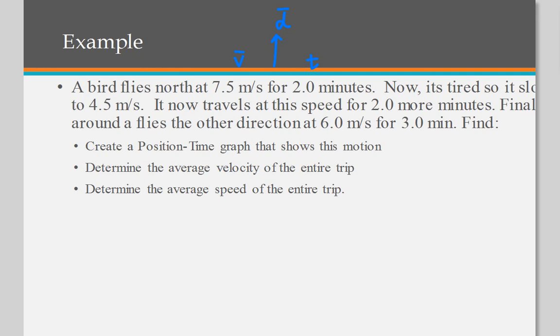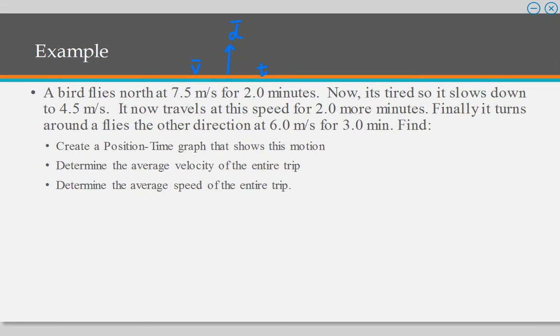Keep going. Now it's tired, so it slows down to 4.5 meters per second. Okay, it's slowed down. It now travels at this speed for 2 more minutes. Oh, now I got a new speed and another time. Could I get another distance or another displacement? Yes.